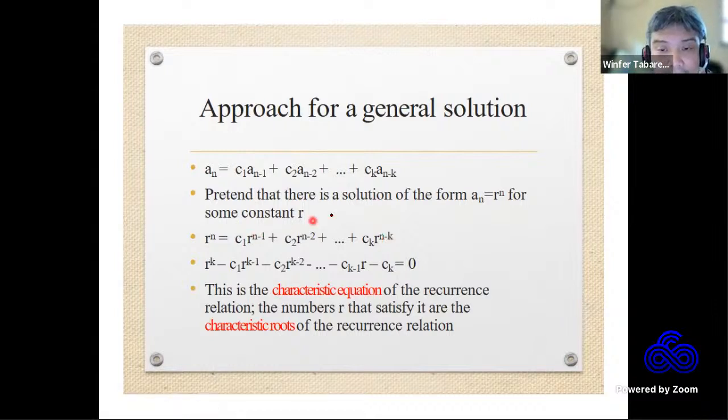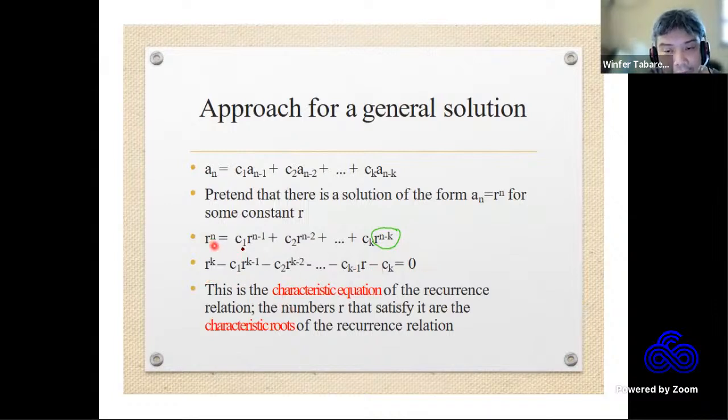this expression, r to the n minus k, is a common factor for all the terms. Of course, we know that r would not be equal to 0, because if it is, that's just the trivial case where a sub n is always equal to 0. So if we divide everything by r to the n minus k and transfer all the terms to the left-hand side, making the right-hand side equal to 0, we get this expression.